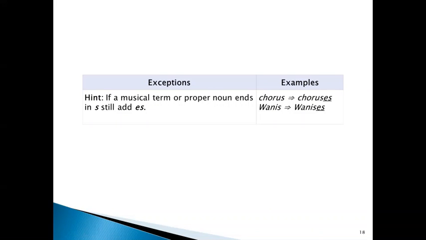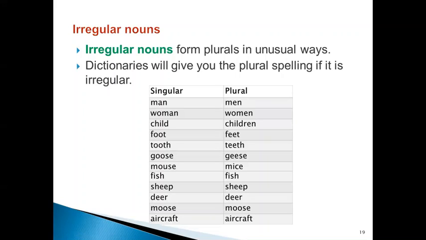And such type of forms, okay, for musical terms and proper nouns which end in S, just add ES. Here we have the irregular nouns. The irregular nouns form plural in unusual ways, and dictionaries will give you the plural spelling if it is irregular. So we can find this in the dictionary.